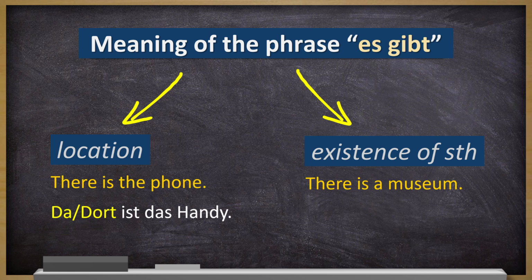For example, the sentence, there is a museum. There in the city and there is a museum. In German, this would be, es gibt ein Museum. In der Stadt gibt es ein Museum. There is a museum in the city.